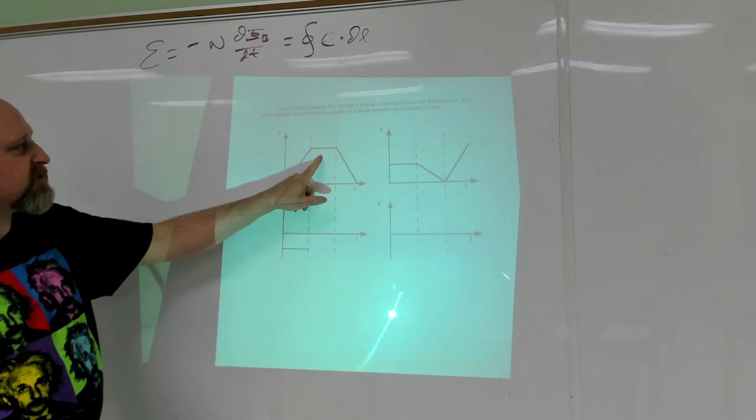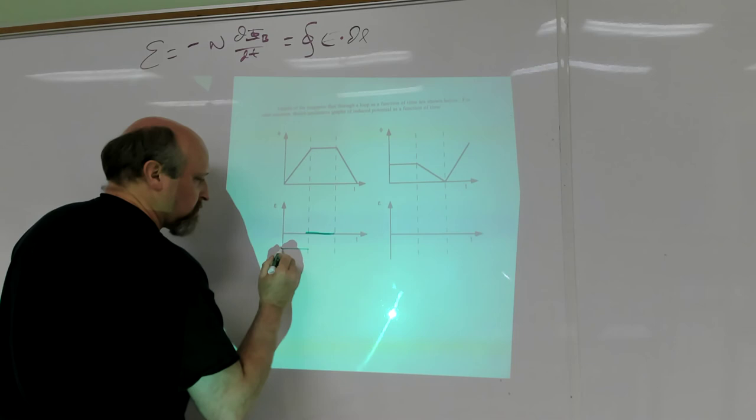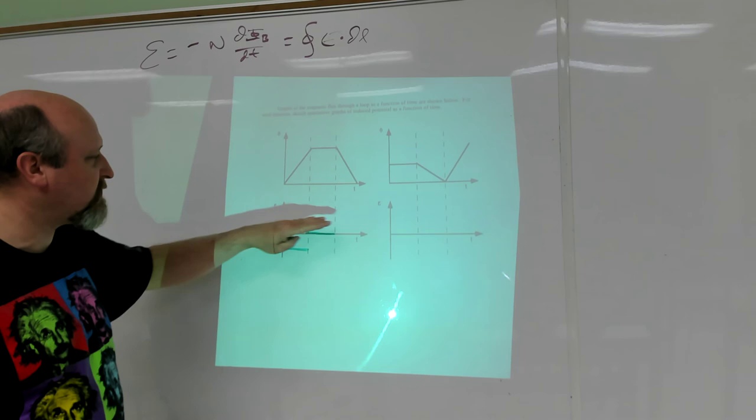What about this part? Hey, what's happening to my flux? It's not changing, it's constant. The rate of change is zero, so the voltage is zero. What about this third region? My slope is negative, and so the voltage has to be positive. The slope here, slope here, slope here, it's all the same. It's the same slope, so it'd be the same EMF value.